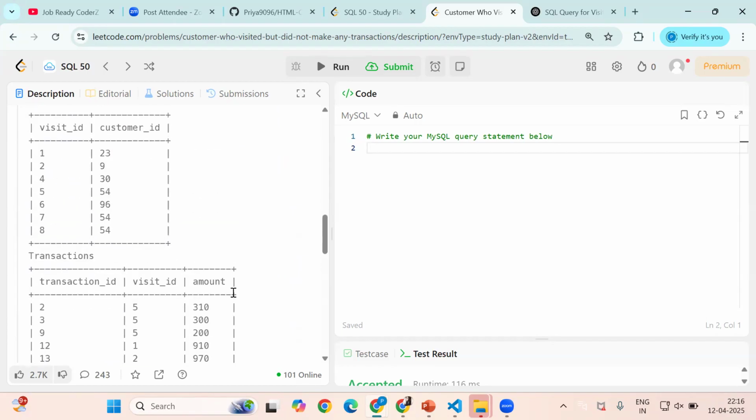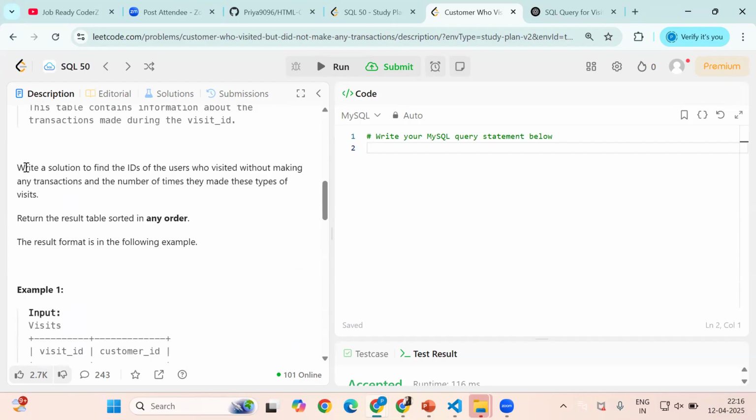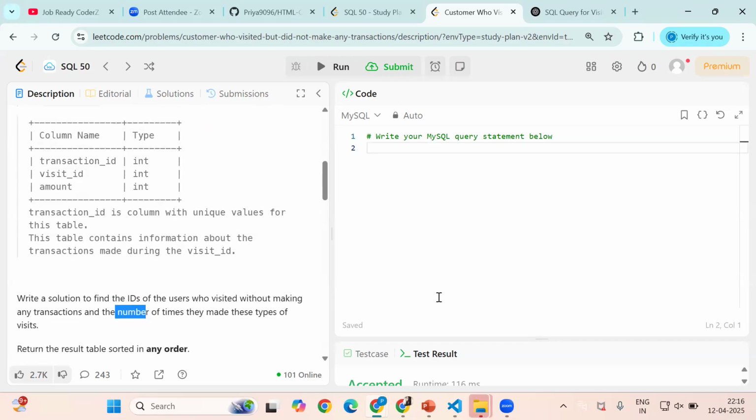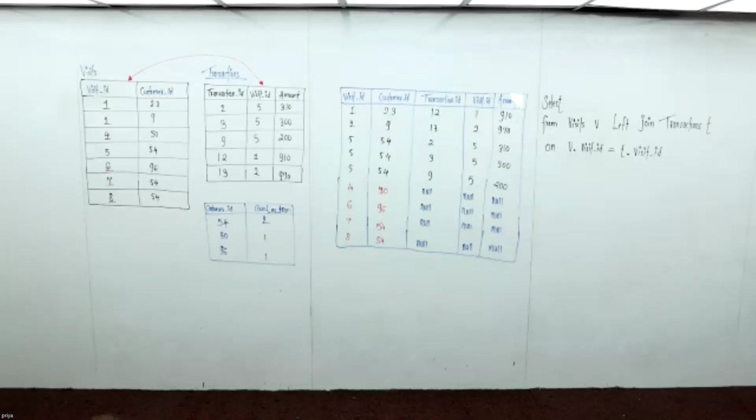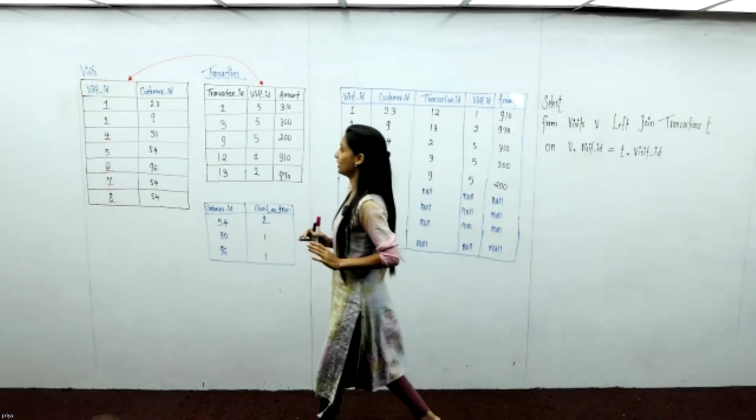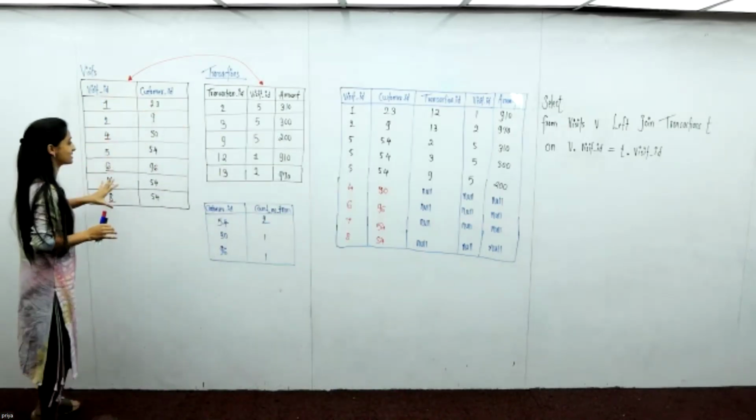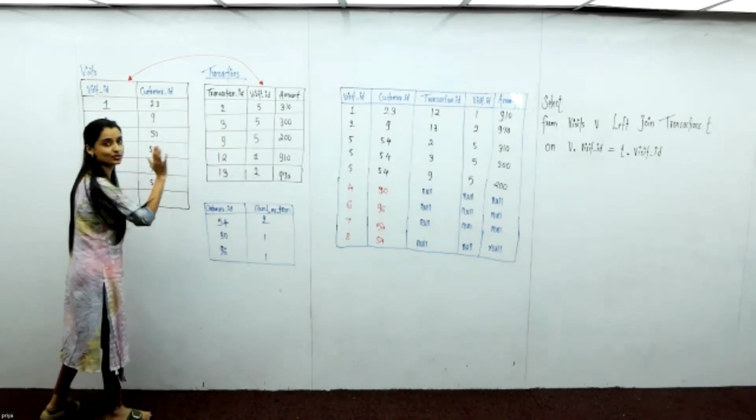Now, what is the meaning of this? Let's understand, guys. We have to write a query to find the IDs of the users who visited without making any transactions, and the number of times they made these types of visits. So let me explain what exactly they are asking for. I hope both the tables are clearly visible to you. In our query, two tables are involved: the first is the visits table and the second is the transactions table.